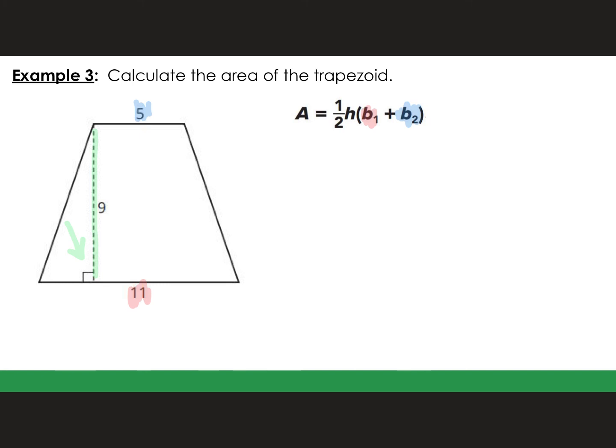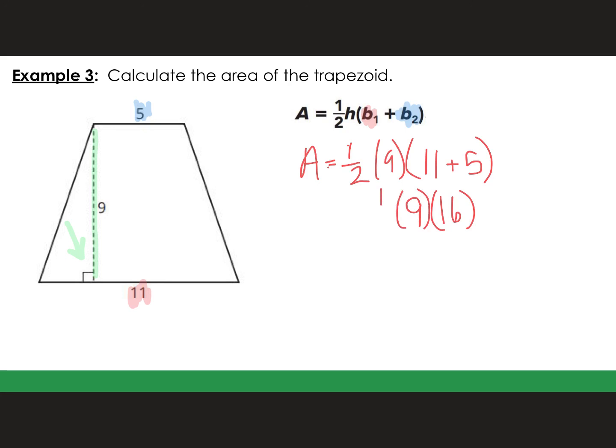And we're going to plug it in our formula. And this is where we need to remember order of operations. So area equals 1/2. The height is 9 times base 1, which is 11, plus base 2, which is 5. So I need to do order of operations first. I'm going to do the parentheses and I'll bring it straight down. 11 plus 5 is 16. Bring everything else back down that we haven't used yet. So the 1/2 and the 9, and that all still equals our area.